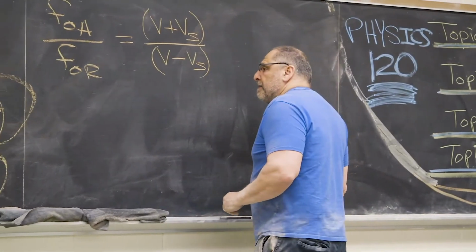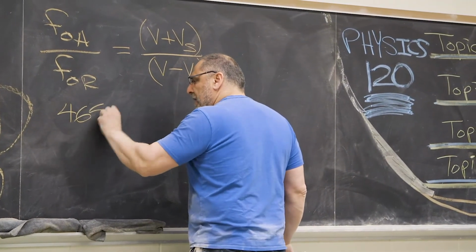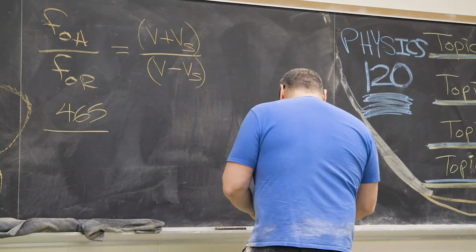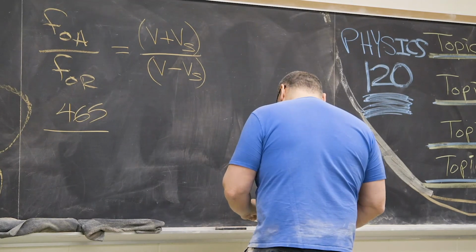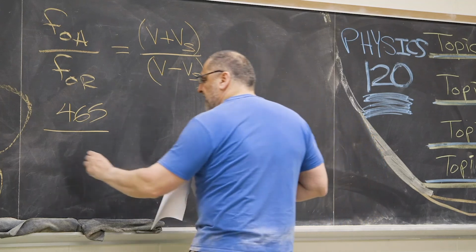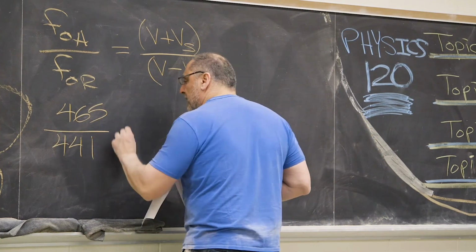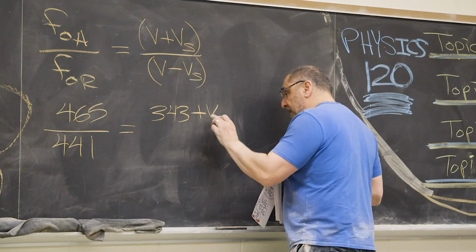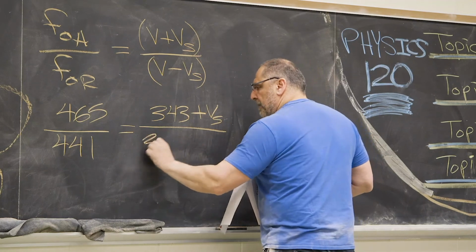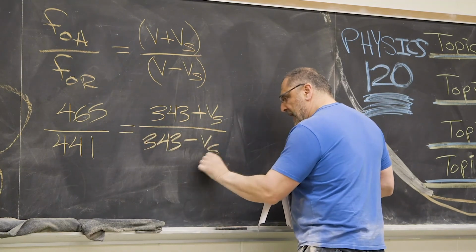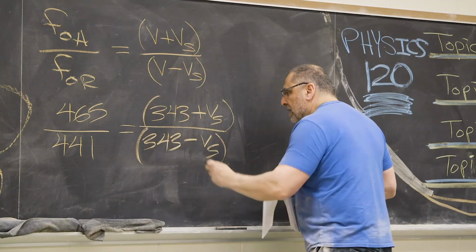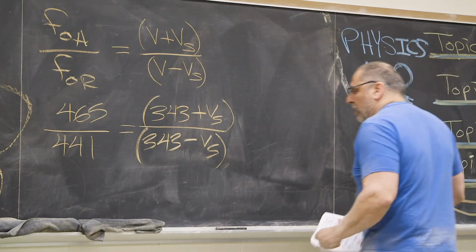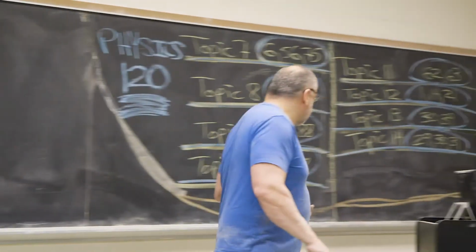It's not bad. They're telling me it's 465 when it's coming at me, 441 when it's leaving. 343 is the speed of sound. I don't know the speed of the source, the speed of the train, I just don't know it yet. But I got this. The rest is pretty straightforward math at that point. They said it was going pretty slow.